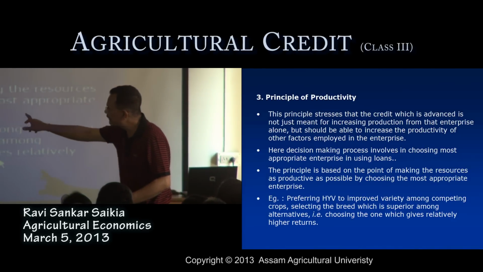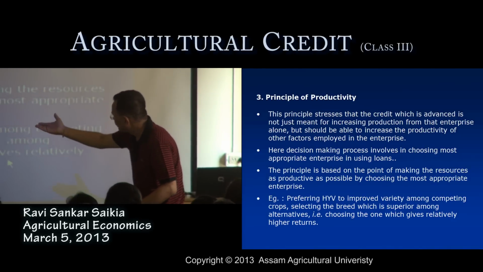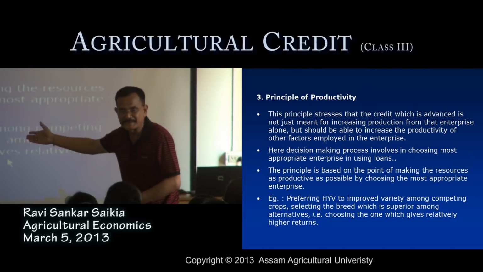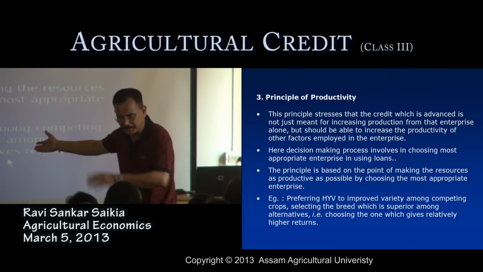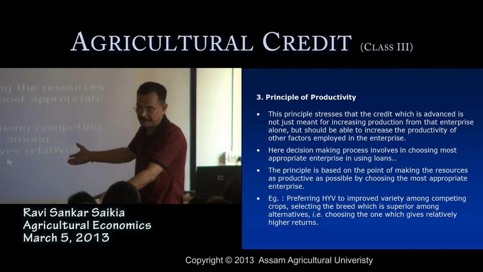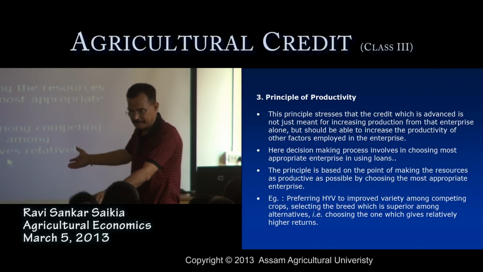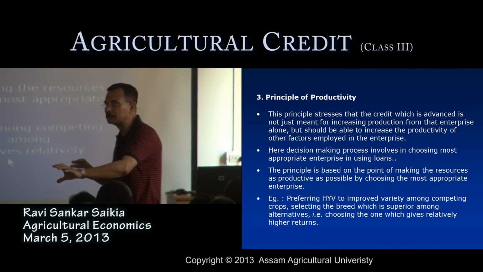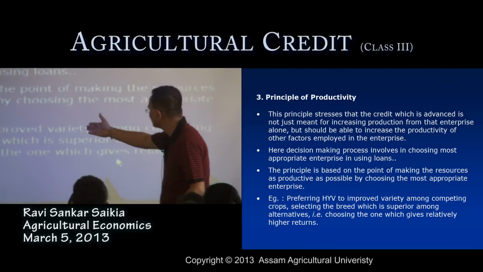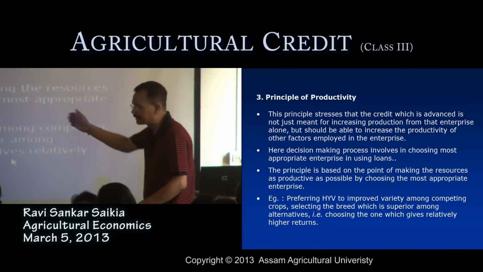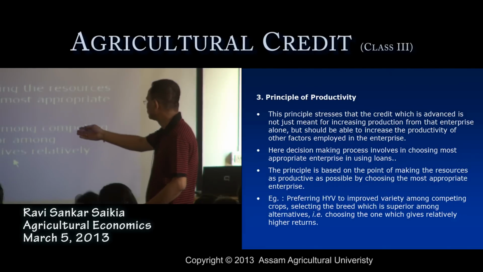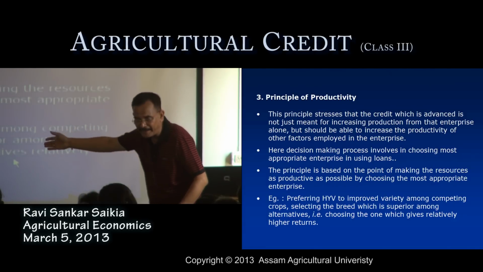So here I am giving an example, suppose preferring HYV, an improved variety, among the competitive crops, that is the selection of the crop. I will give you details on the preparation of the alternative farm plan, you will get it. I will give you the clue how we can go for the selection of crops. Next one is the selection of the breed which is superior among all the alternatives available to the farmers, choosing the one which gives relatively higher returns.